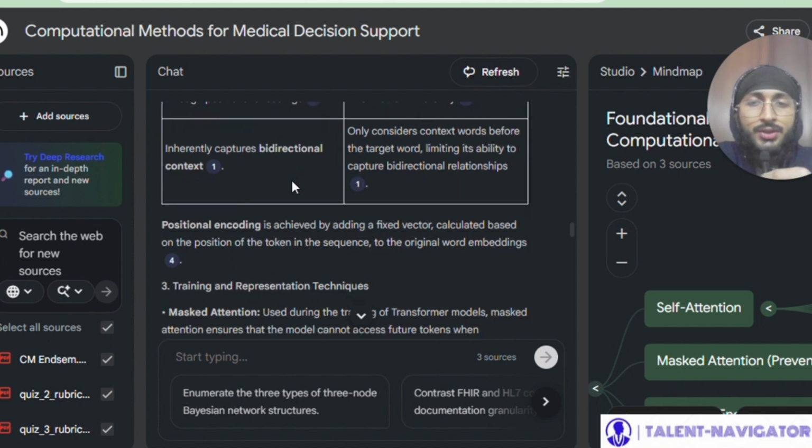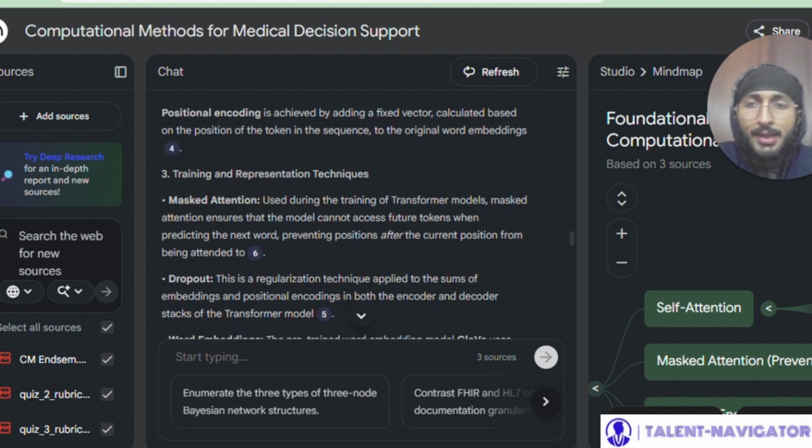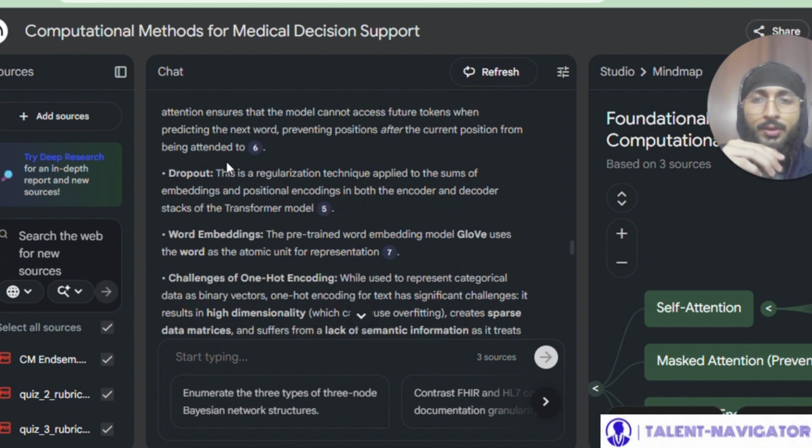Also, positional encoding is achieved by adding a fixed vector calculated based on the position of the token in the sequence to the original word embeddings. Now, masked attention is used during the training of transformer models. Masked attention ensures that the model cannot access future tokens when predicting the next word, preventing positions after the current position from being attended to. Then we have dropout. This is a regularization technique applied to the sums of embeddings and positional encodings in both the encoder and decoder stacks of the transformer model.